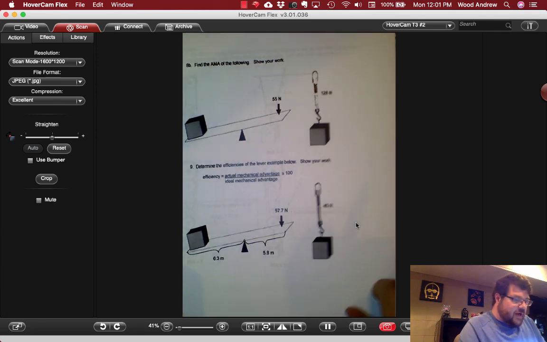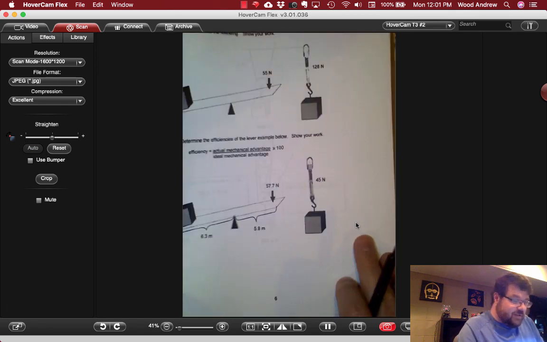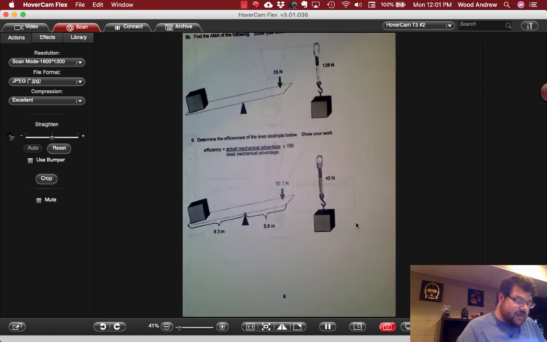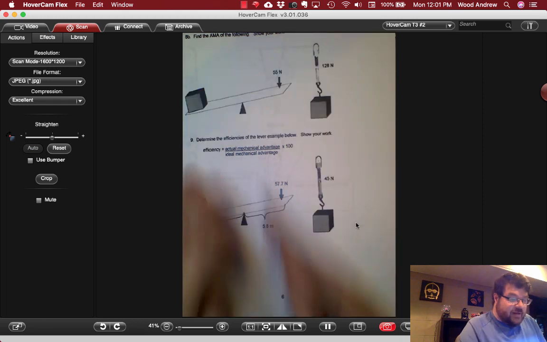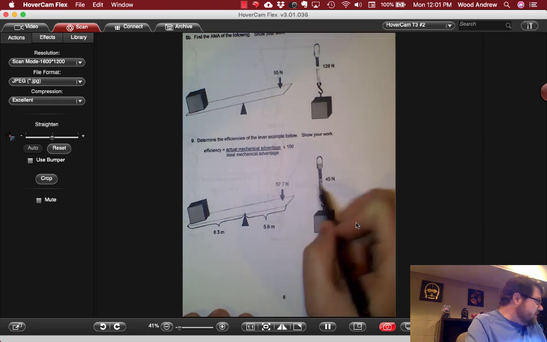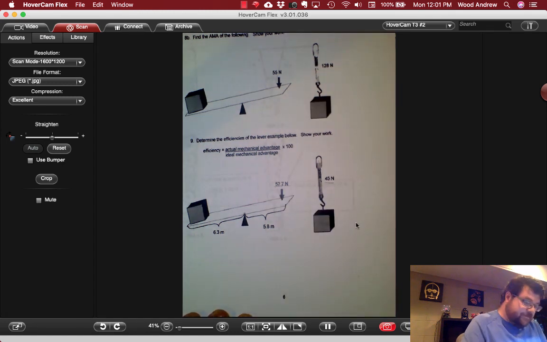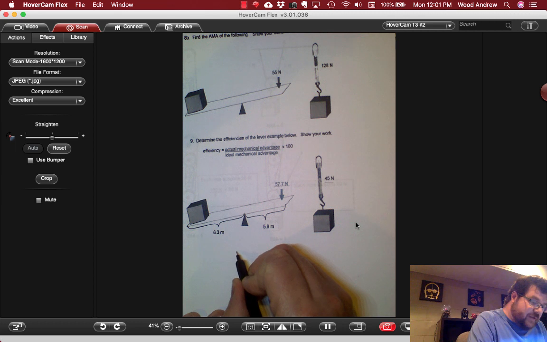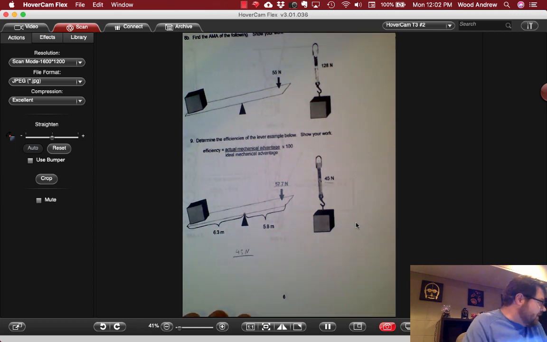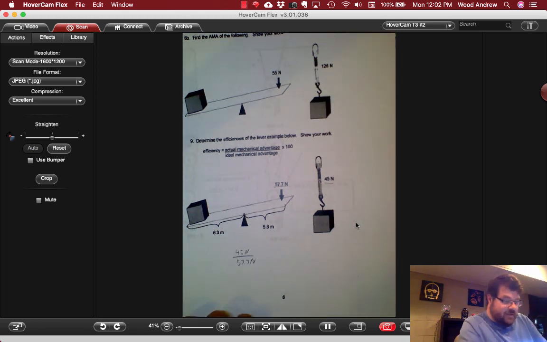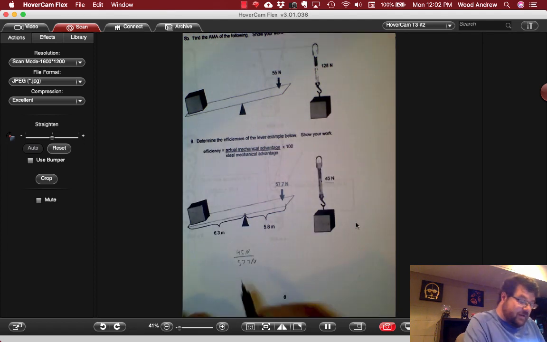And then again, I'll go ahead and do number 9 with you, finding the efficiency of the object. Again, actual divided by ideal mechanical advantage. You could figure out works in this case, but this time it's a little bit easier doing mechanical advantages. So the actual mechanical advantage is comparing the forces involved. The resistance force divided by the effort force. So the actual mechanical advantage would be the resistance force of 45 newtons divided by the effort force of 57.7 newtons. That's the top part of that.